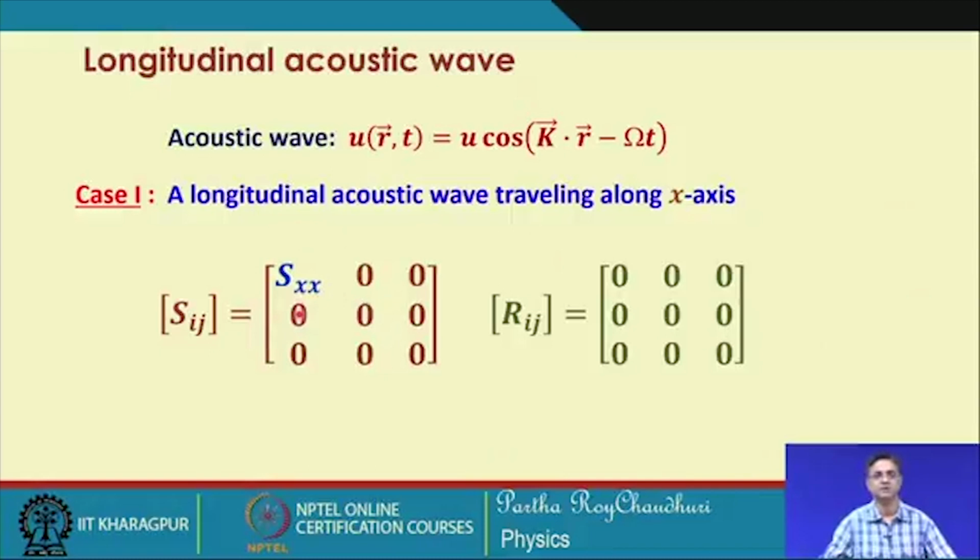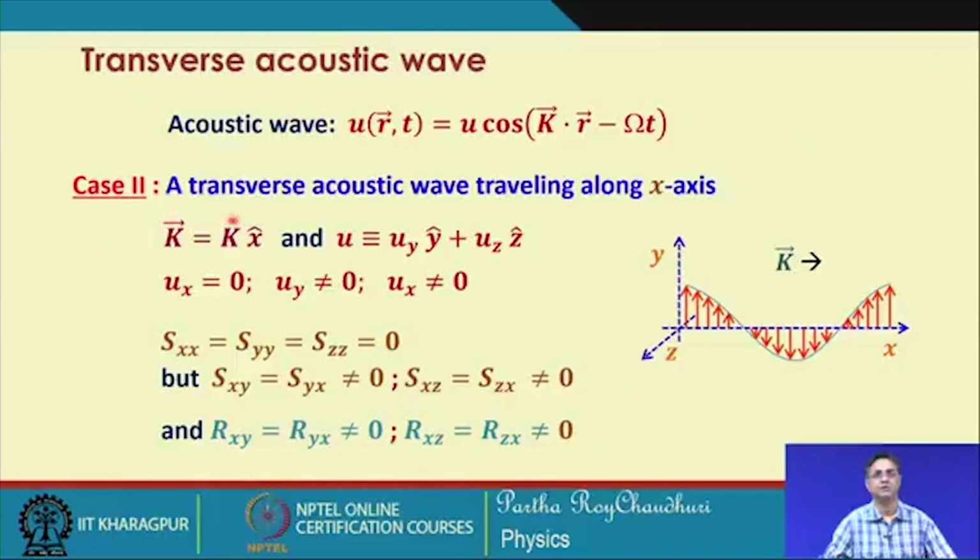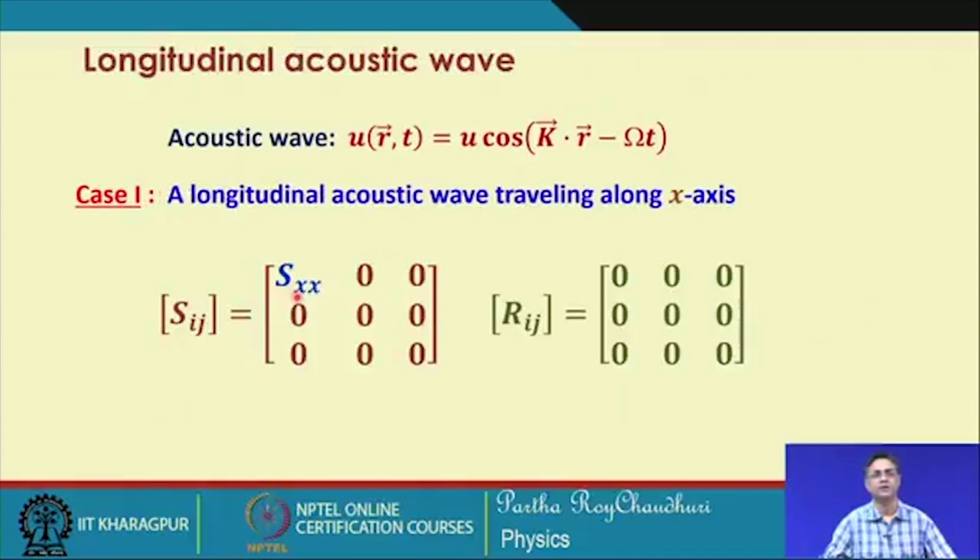So, let us put this S x x into the wave equation. This is the situation for the longitudinal acoustic wave, whether the wave is propagating along the y axis or along the z axis. In those cases, we will have only S y y or S z z. So, this is very straightforward: in the case of a longitudinal acoustic wave, only one of the elements will be excited, that is S 1, S 2 or S 3.